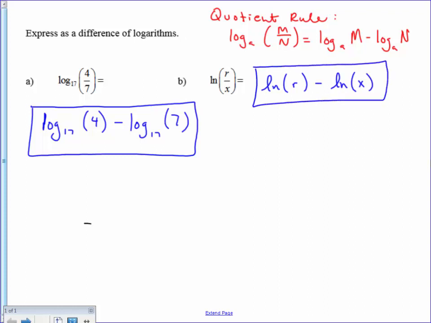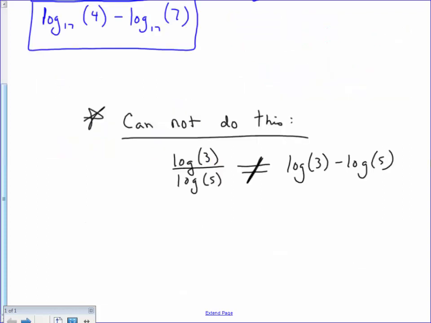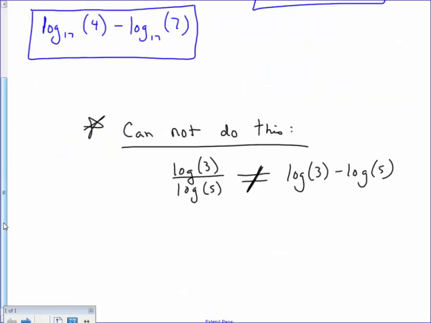Something important that you need to know that you cannot do. So we're going to say cannot do this. And I'll show you here. If you have, let's say, log of 3 over log of 5, that is absolutely not equal to log of 3 minus log of 5. Notice here in this particular example, you start with 2 logs, and then you end also with 2 logs.